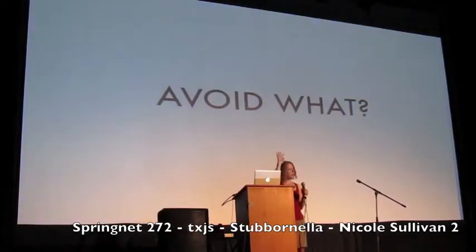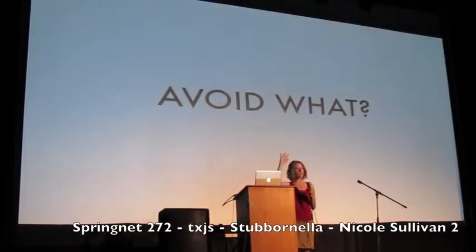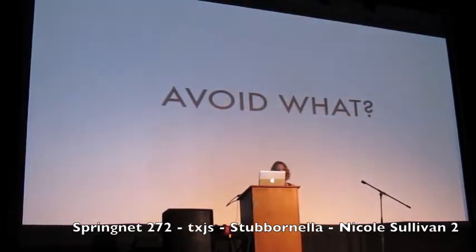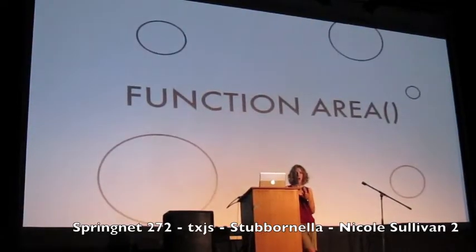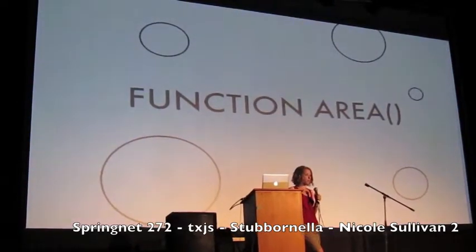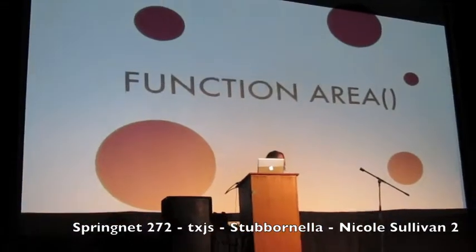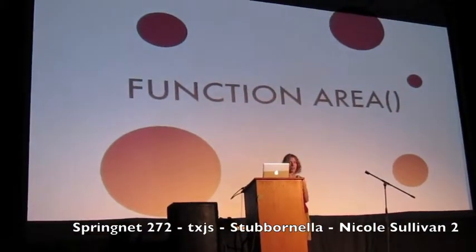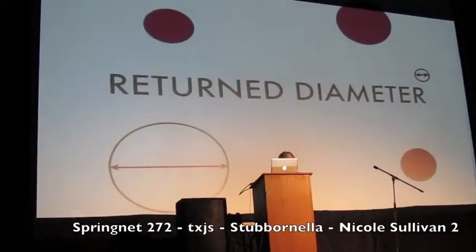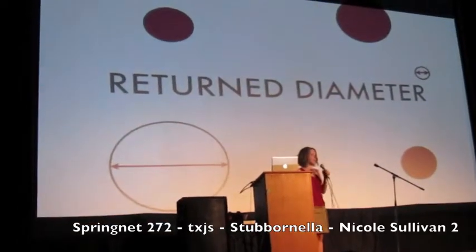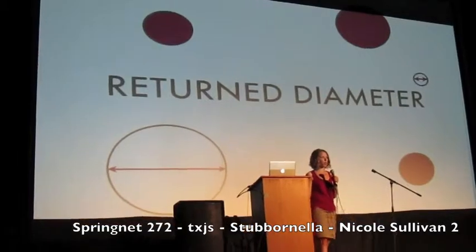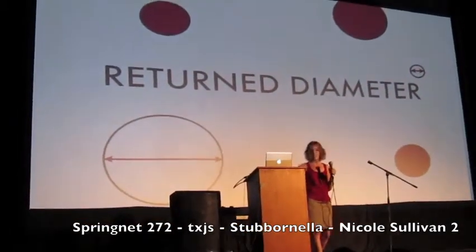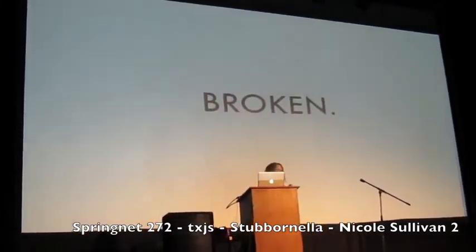Does anybody know what I mean by that? A little bit? Okay. So imagine you had a function area, and that function was basically going to return the area of a sphere. Sounds pretty basic. But imagine if every now and then, instead it just randomly returned the diameter just for fun. If your JavaScript was doing that, what would you do? Broken, right? That's basically completely broken.